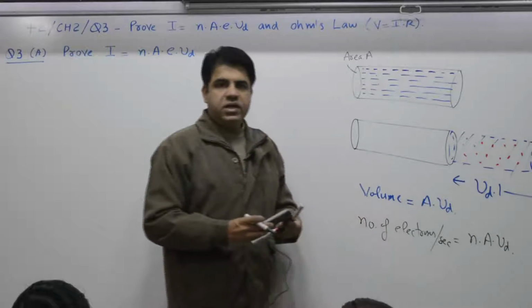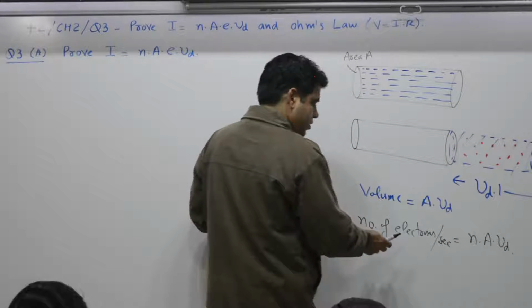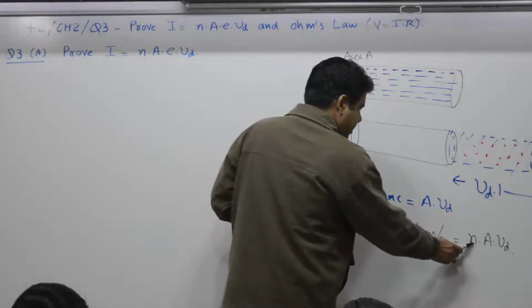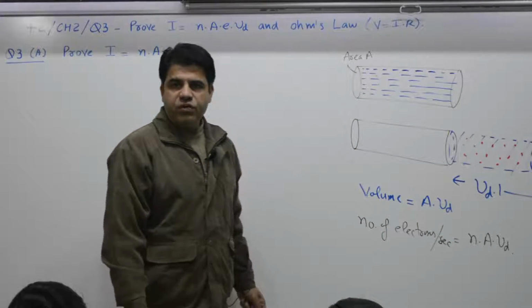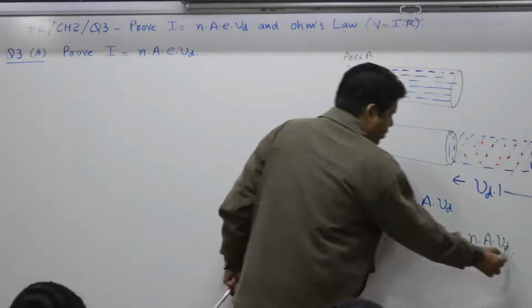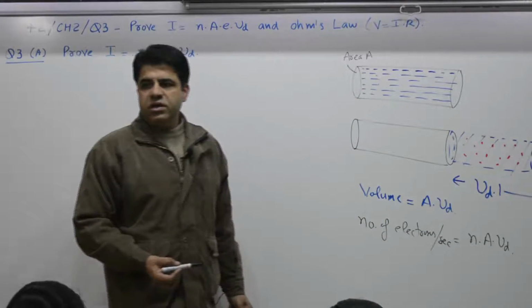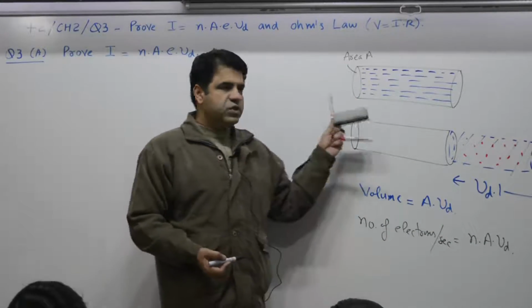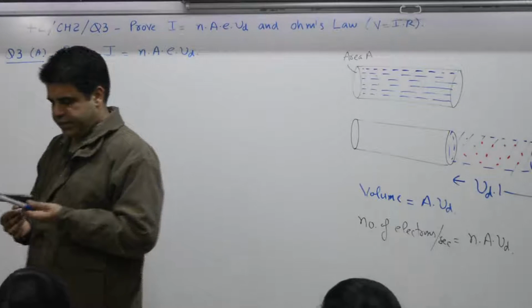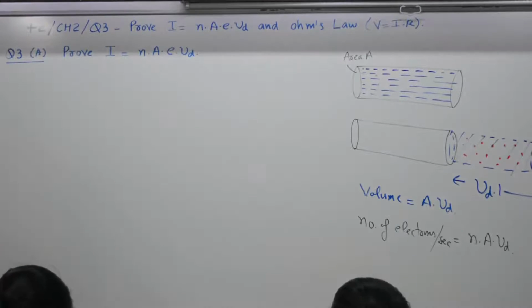n represents what? n represents the number of electrons per unit volume and A into Vd represents the volume coming out per second. Two minutes with you to draw the diagram and write.